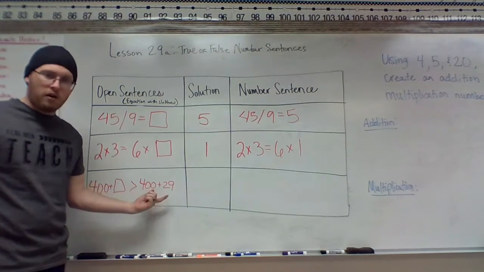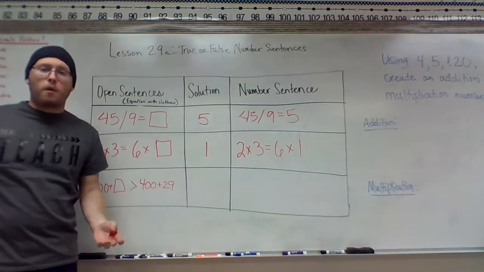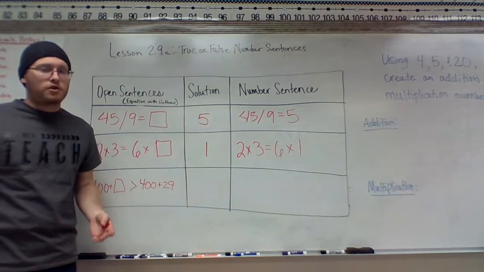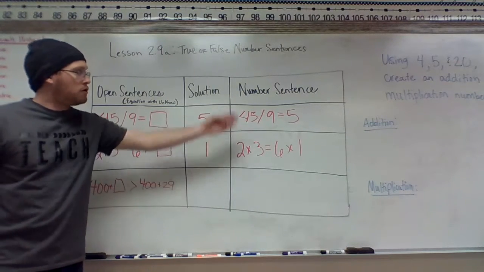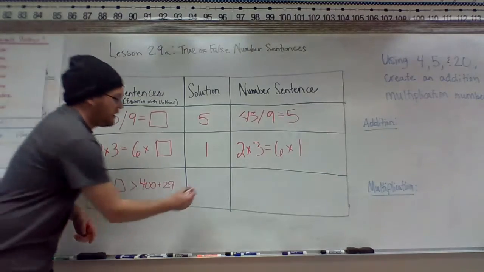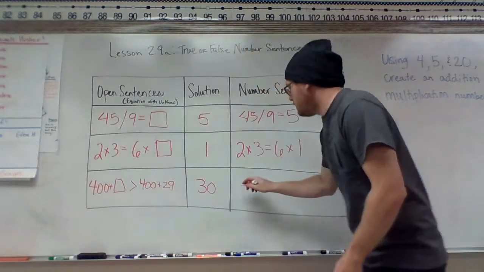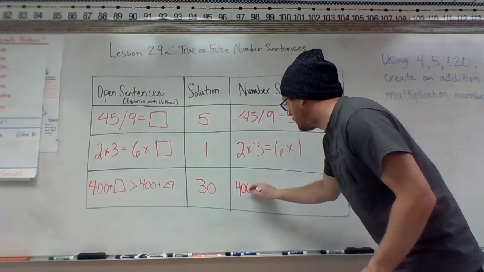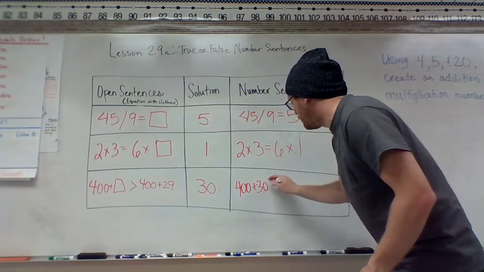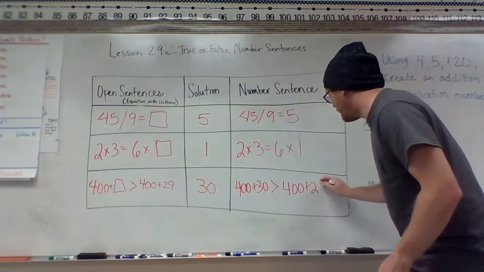These are just expanded. So with this over here, I could put any number I wanted to in there, but I have to make sure that when I put my solution in to my number sentence, it makes sense. So in this case, I'm just going to make it really simple. I'm going to put 30. So what I'm going to do is do 400 plus 30 is greater than 400 plus 29.